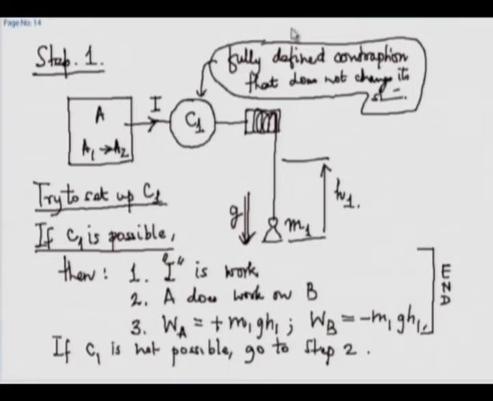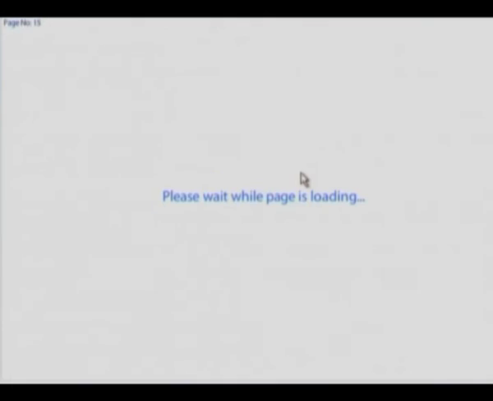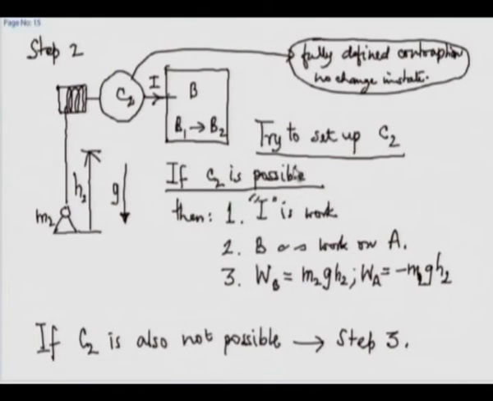If that is not possible, then we tried the other way around. We said keep A away, try to fool B by thinking that it has the same interaction with A, executes the same process, but A is quietly replaced by C2, whose job is doing nothing but raise a weight in a gravitational field. If neither of C1 or C2 is possible, then we go to step 3.